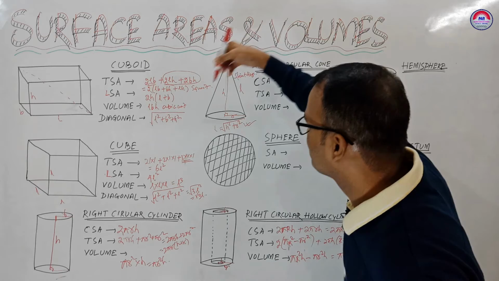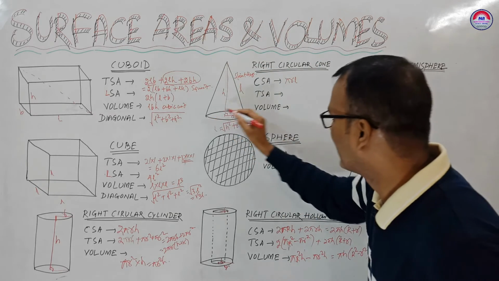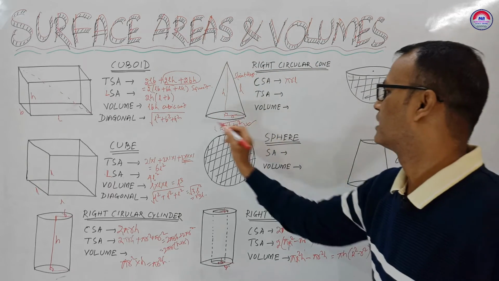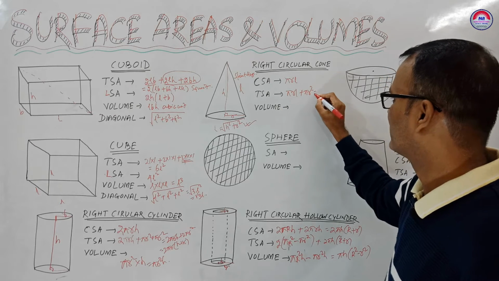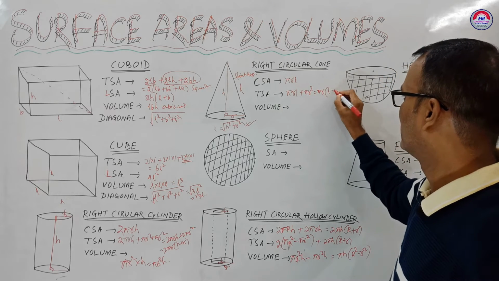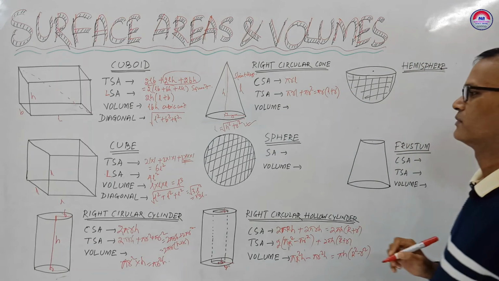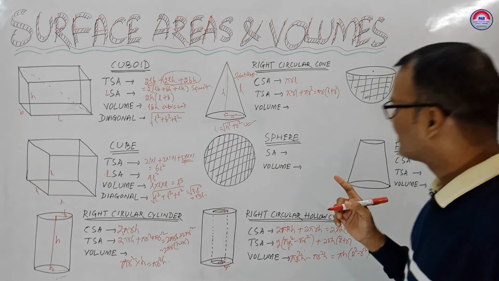This is the curved surface area. Total surface area is this area plus the area of the circle. So pi r L plus pi r square. If you take common pi r, then it will be pi r into L plus r. Okay. Then what is the volume?